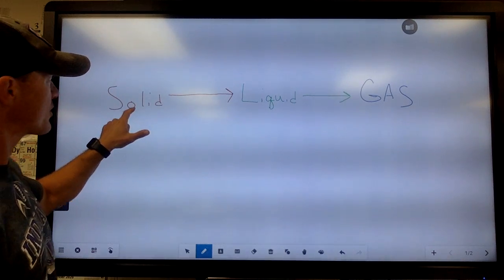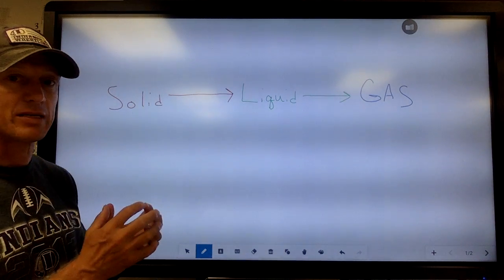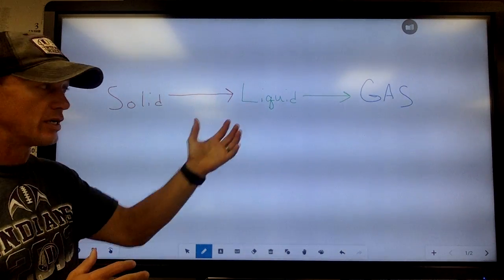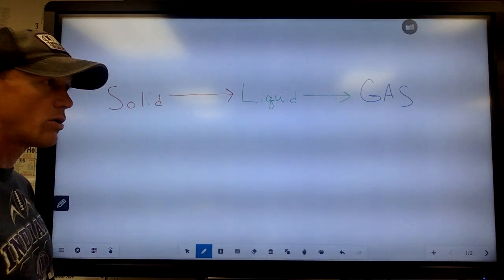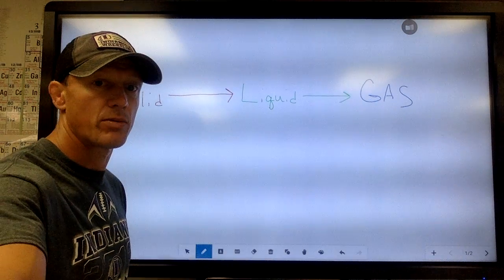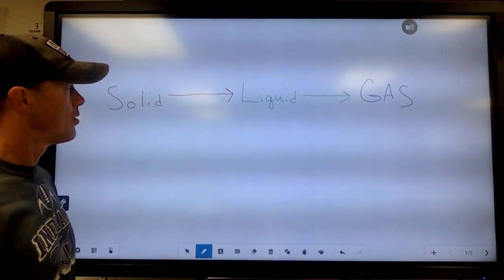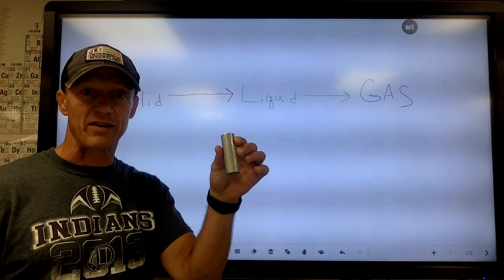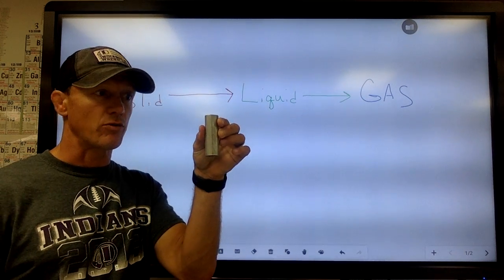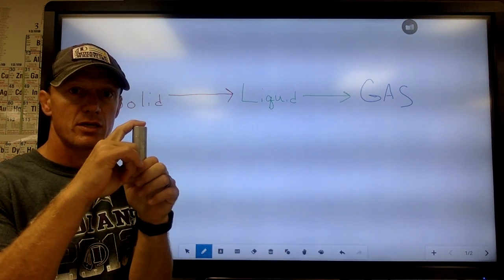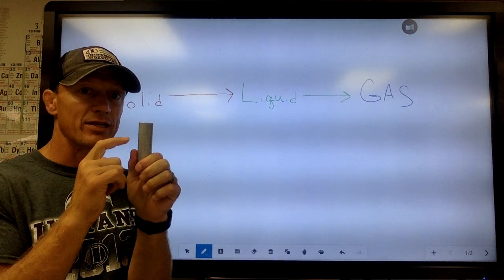So we think over here a solid turning into a liquid. So we think about a piece of ice turning into liquid water. So solid to liquid, or a piece of metal turning into liquid. So to make this melt, we have to put heat into it. That is called an endothermic process.